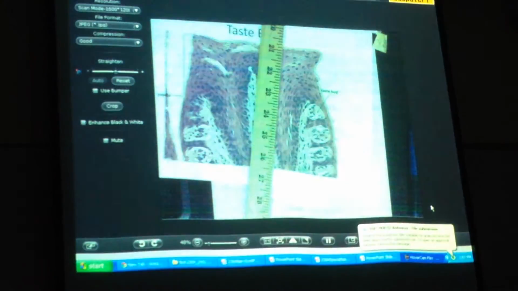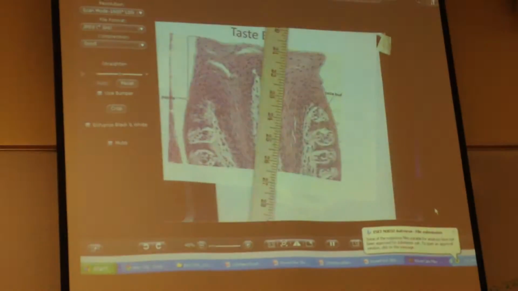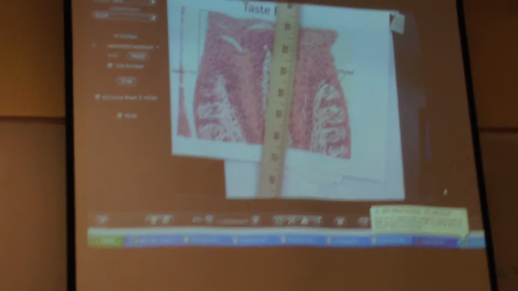The next slide that we have to look at on page 2 of your lab handout is the olfactory epithelium. So for the olfactory epithelium, let's switch over here back to our PowerPoint slide. Put on one light. And let's look here.